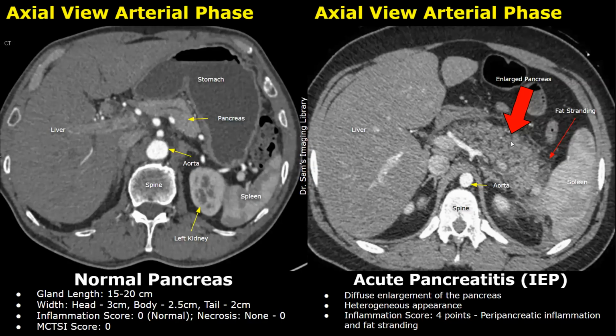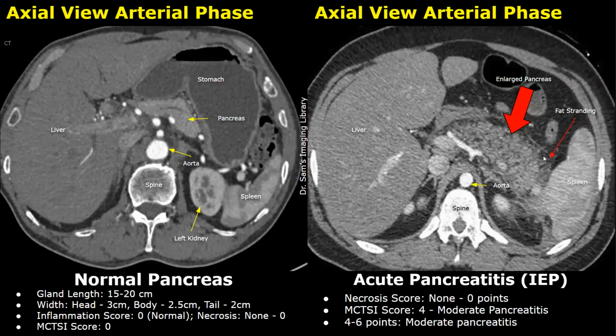The inflammation score will be 4 because of the presence of fat stranding. There is no sign of necrosis. The enhancement is adequate, so the necrosis score is 0. By adding the inflammation score and necrosis score, we get 4 plus 0 equals 4 points. So any score from 4 to 6 indicates moderate pancreatitis.